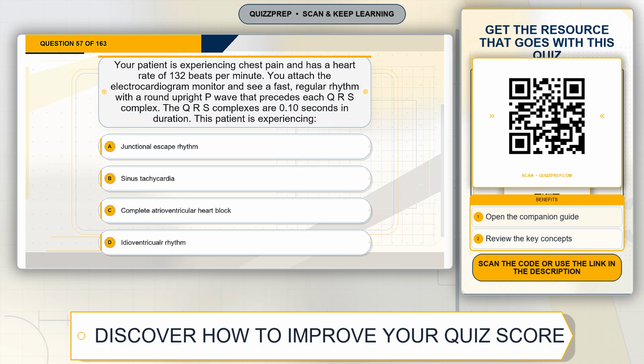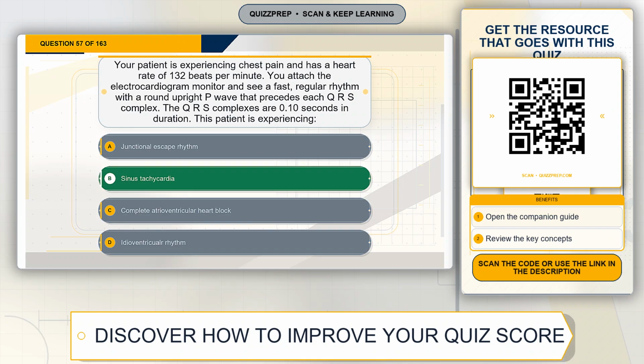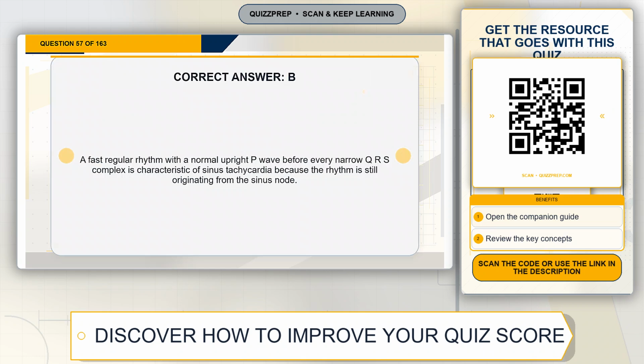Question 57. Your patient is experiencing chest pain and has a heart rate of 132 beats per minute. You attach the electrocardiogram monitor and see a fast, regular rhythm with a round upright P wave that precedes each QRS complex. The QRS complexes are 0.1 seconds in duration. This patient is experiencing: Option A, junctional escape rhythm. Option B, sinus tachycardia. Option C, complete atrioventricular heart block. Option D, idioventricular rhythm. The correct answer is option B, sinus tachycardia. Explanation. A fast regular rhythm with a normal upright P wave before every narrow QRS complex is characteristic of sinus tachycardia because the rhythm is still originating from the sinus node.